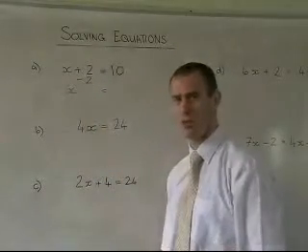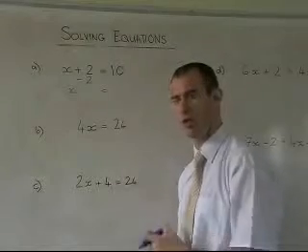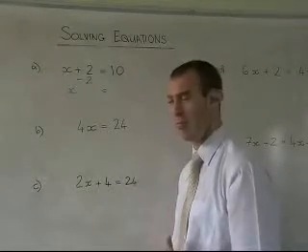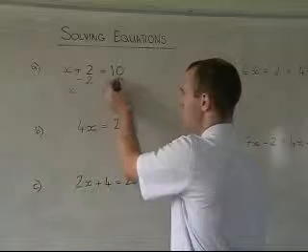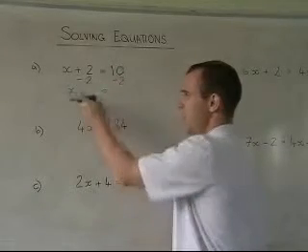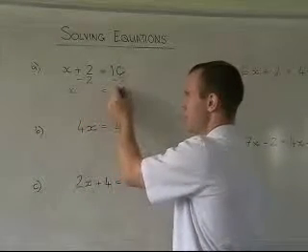If we take away 2 from one side of the equation, we have to do it to the other side of the equation for it to remain balanced. We take away 2 over here. Now we have x equals 8.